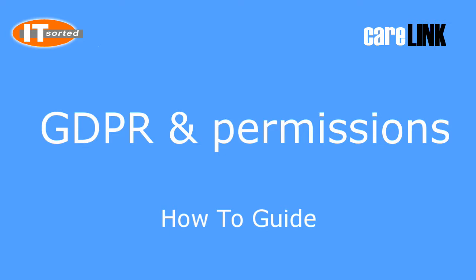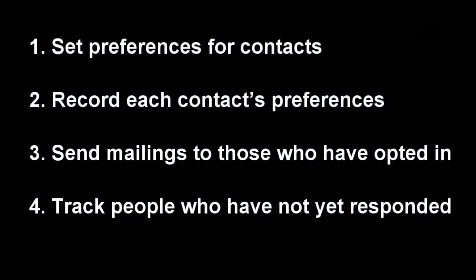For simplicity, we will refer to these as preferences. So you can set up preferences for contacts, e.g. permission to hold data, permission to send emails or letters. You can record each contact's preferences, and you can send mailings only to those contacts who have given permission or opted in. And finally, you can track people who have not yet responded and send them requests for information by email and or post.